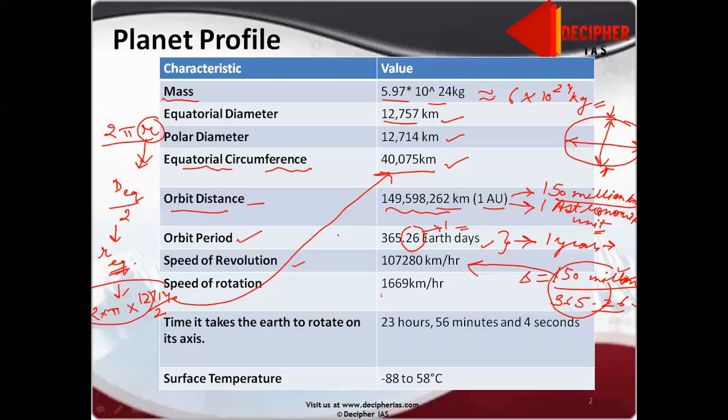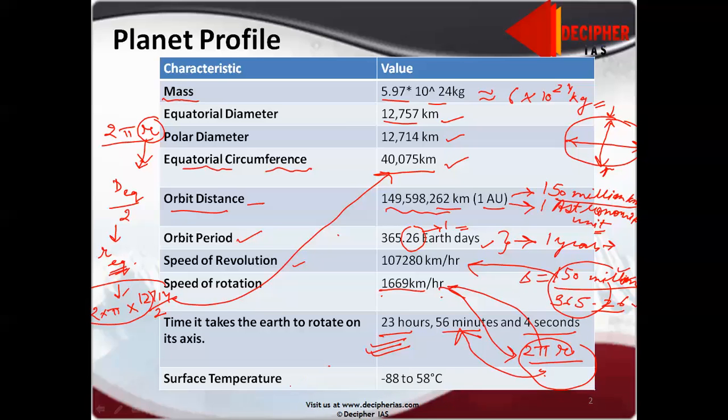Similarly, speed of rotation. When Earth completes one rotation, 24 hours are gone. So how to calculate speed here? First of all, speed is equal to distance upon time. The distance is 2 pi r. Suppose we take it at the equator, 2 pi r we just calculated above. And then what is the time? Speed is equal to distance upon time. The time is 24 hours or 23 hours 56 minutes 4 seconds. So when you calculate this, it will come out to be 1669 km per hour. I have already told you that it takes 23 hours, 56 minutes and 4 seconds.